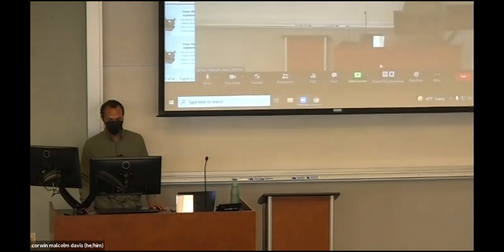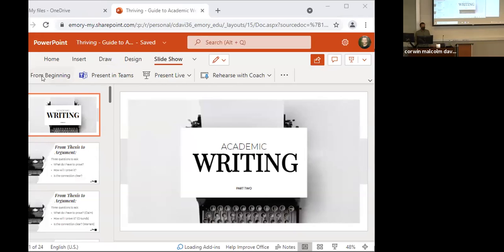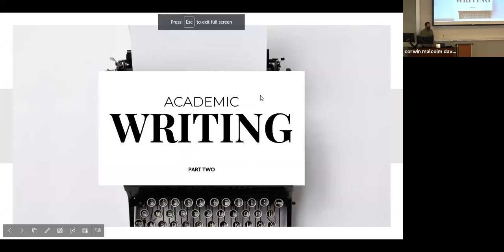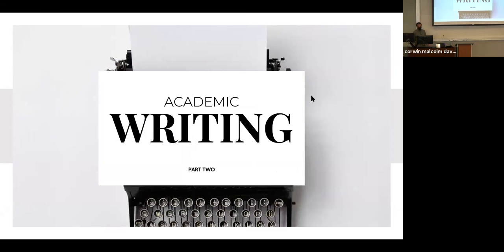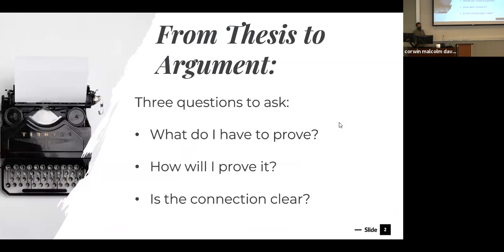Okay, so today we are looking at academic writing part 2. Thinking kind of what we did last week, but building off of that into how to practically put our ideas to paper in whatever type of writing we're trying to do. Particularly, we want to think about how we move from our thesis to an argument. There are 3 big questions that should be asked in this transition.